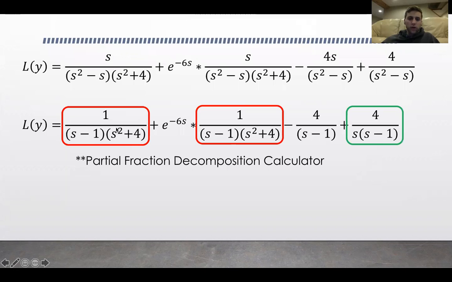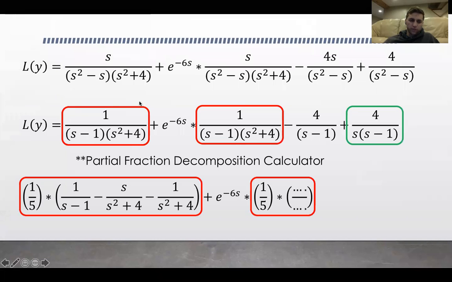The two terms in red are exactly the same, so they will come out to the exact same thing when they decompose, but the term in green will be a little different. So we'll do the two terms in red first. They will come out to 1/5 times 1 over s minus 1 minus s over s squared plus 4 minus 1 over s squared plus 4.